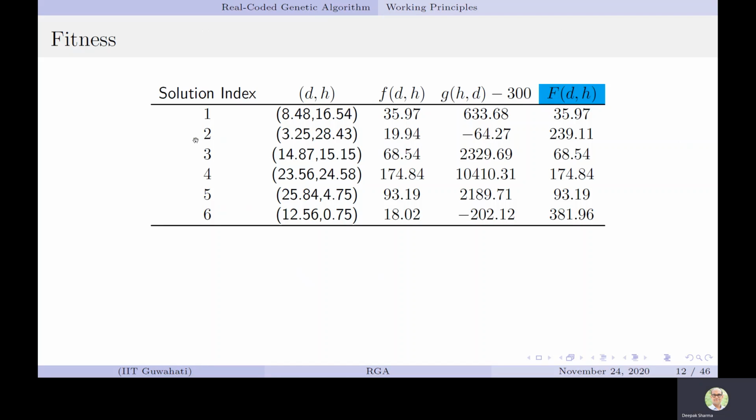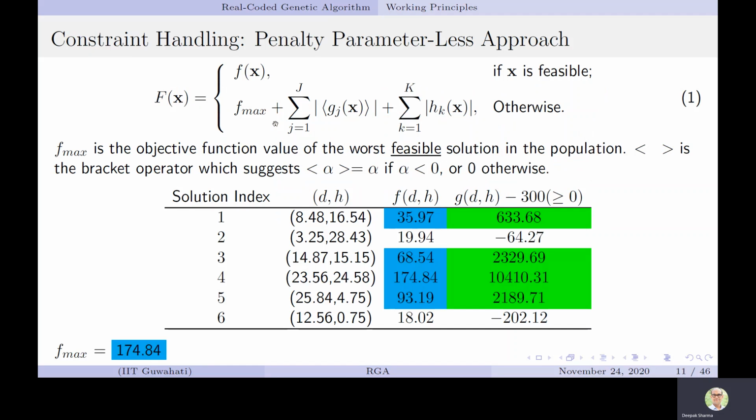So the same table is regenerated. We have the solution index in column 1, diameter and height in column number 2, function value in column number 3, and the constraint value in column number 4. Now in column 5 we have the fitness. Since solution 1 is feasible, we remember that fitness is equal to the objective function. Look at solution number 2. Since it is infeasible, what do we have to do? Let us go back. We have to do Fmax plus constraint violation.